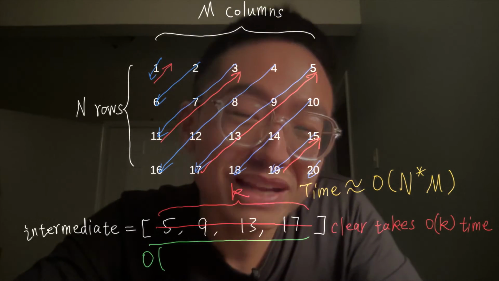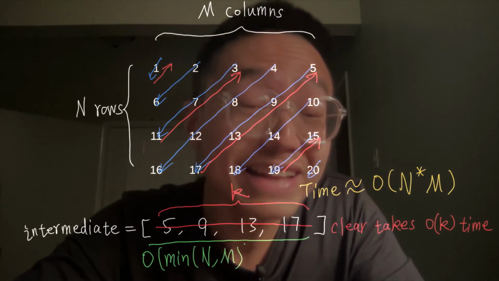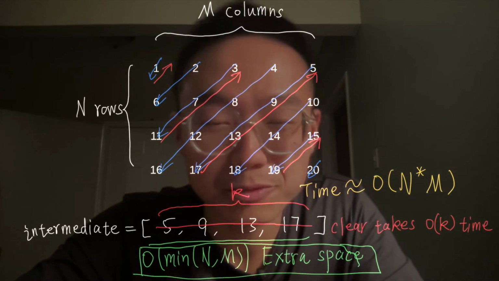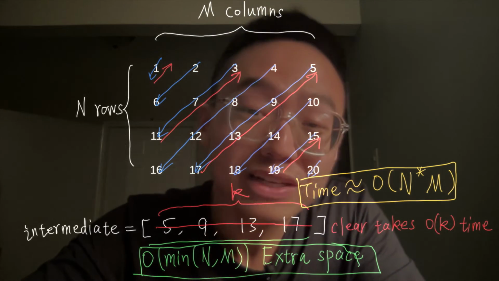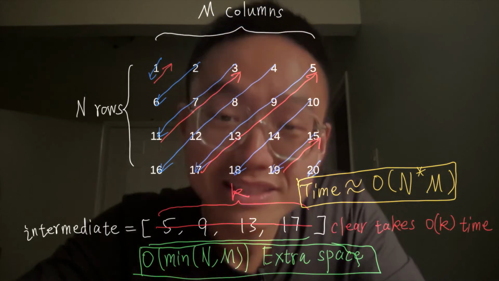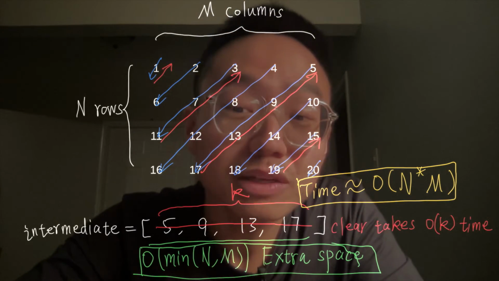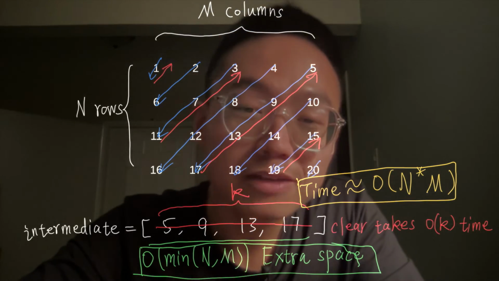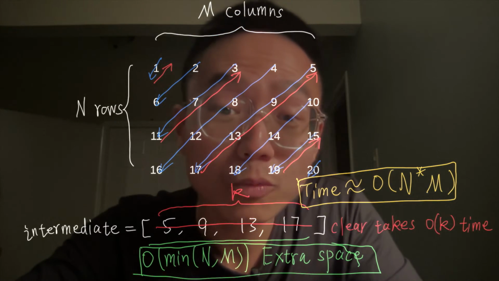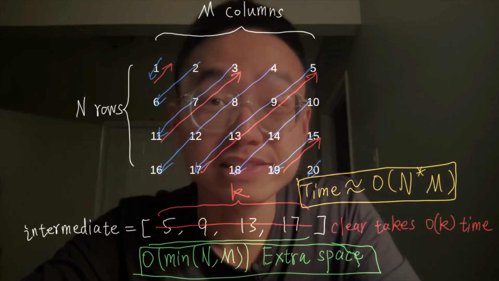And the space complexity is O of minimum of n and m. Extra space is occupied by the intermediate array, which we use for storing diagonal elements, and we maximize it, which can occupy, so it is equal to the minimum of n and m. Remember that the diagonal can only extend till one of its indices goes out of the scope.